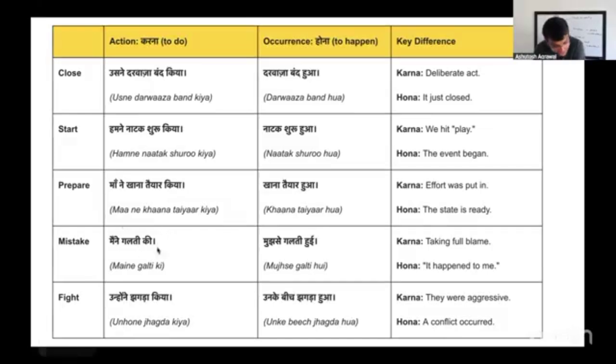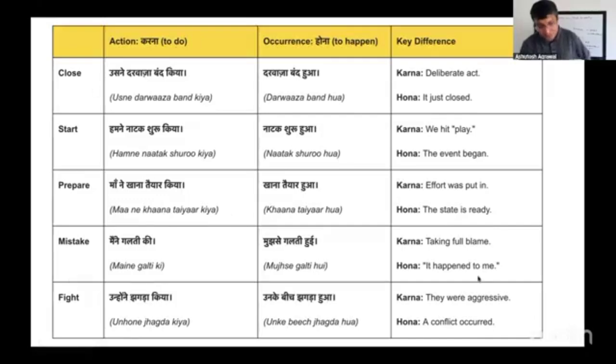Same thing. I think this is exactly what गलती की versus गलती हुई is. You take the full blame in karna. And oftentimes you want to pass the blame. Like, it just happened. It was not me. It was unintentional. Not somebody else, but you take partial blame, that it happened to me. Right? गलती हुई. झगड़ा किया versus झगड़ा हुआ. झगड़ा किया is like they fought. Hua is it just happened. The conflict occurred.